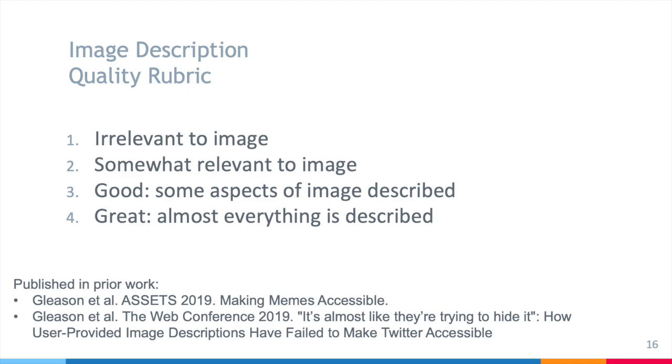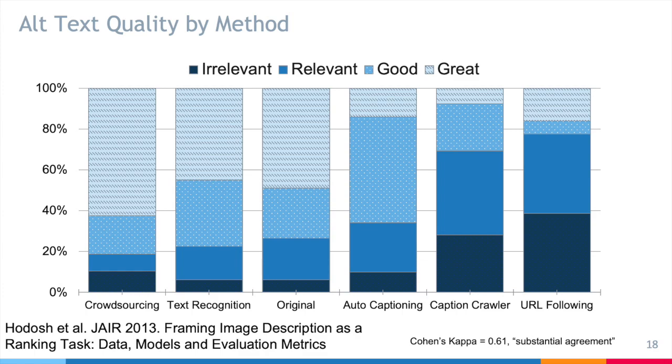In prior work, we have measured alt text quality on a 4-point scale, with the first point being irrelevant to image, second somewhat relevant to image, third is good, some aspects of the image are described, and fourth is great. Almost everything is described. So I, along with another researcher, rated the quality for a sample from each method.